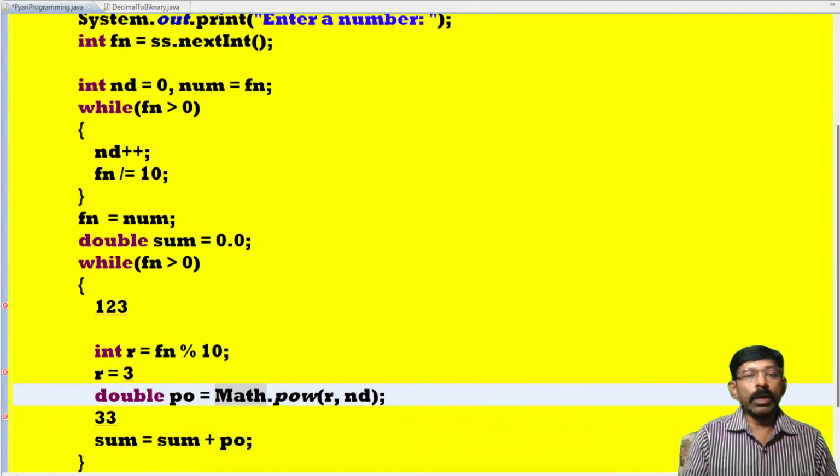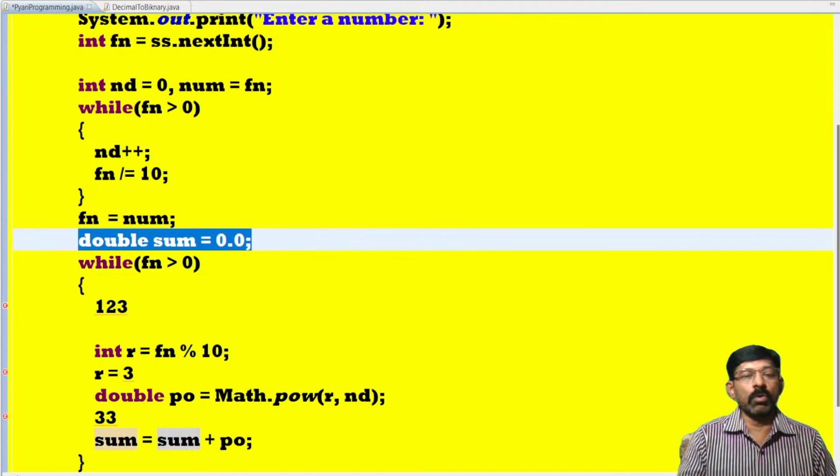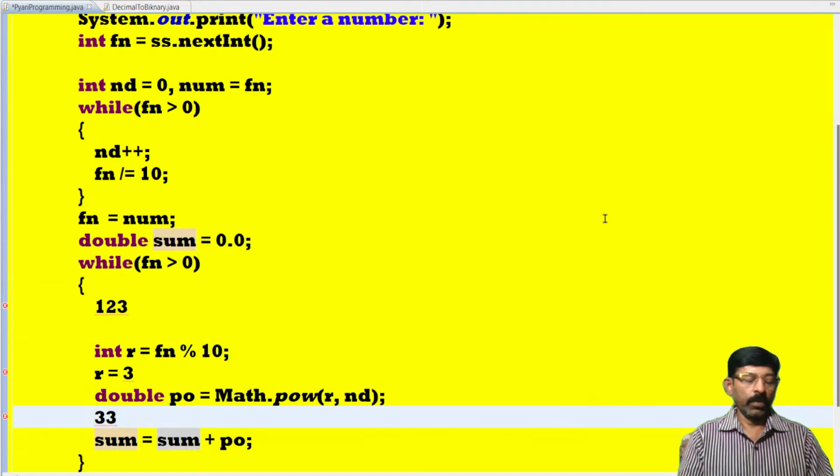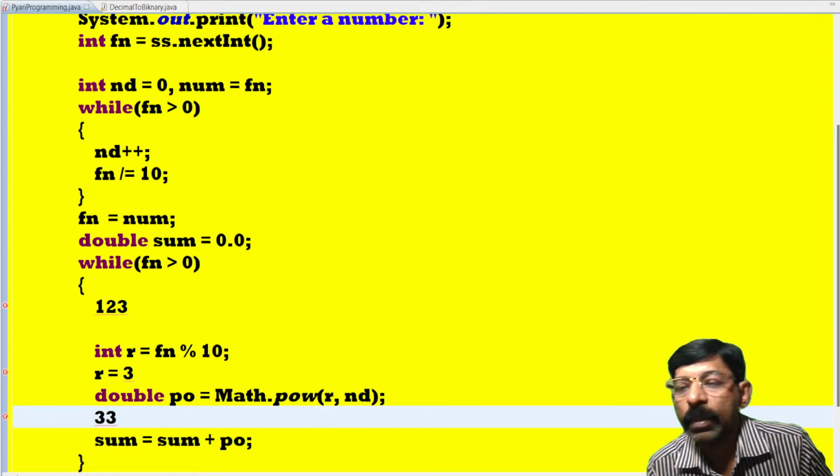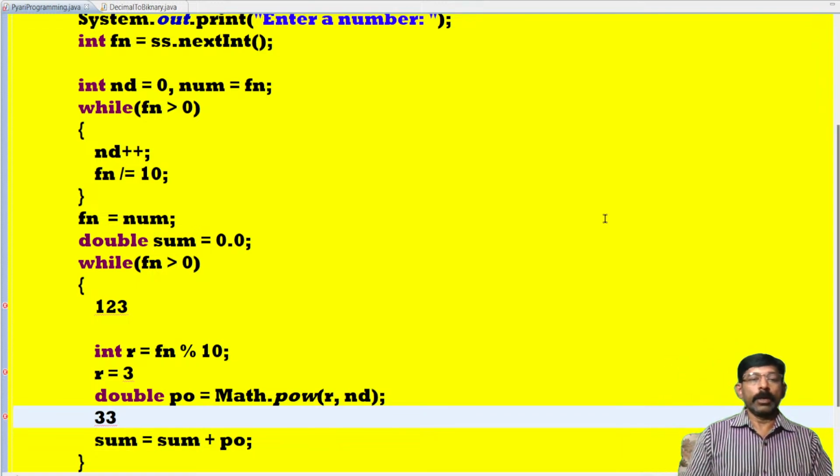Though the return type of Math.pow is double, I am storing it in a double, and I have taken sum as double. We can take integer also. Okay, got it?